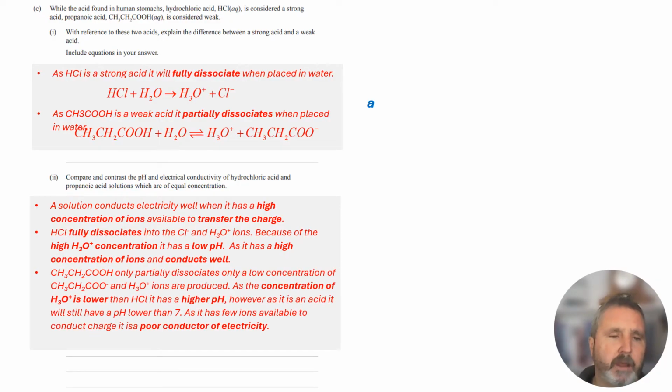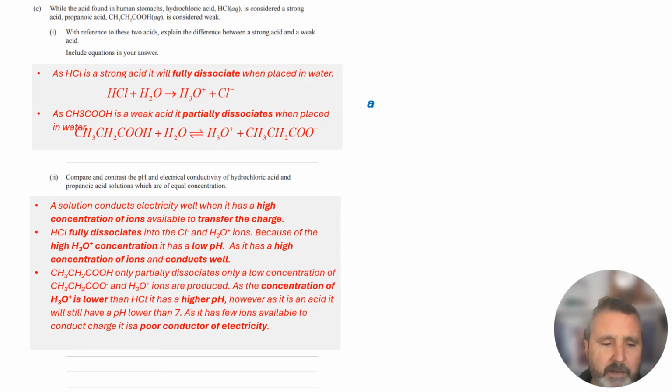The propanoic acid, however, only partially dissociates. That means there's a very low concentration of H3O+ and CH3CH2COO-. That means that it's going to have a much lower concentration of ions, so it's going to be a very poor conductor of electricity. It's also going to have a lower concentration of H3O+ ions, so its pH is going to be relatively higher.